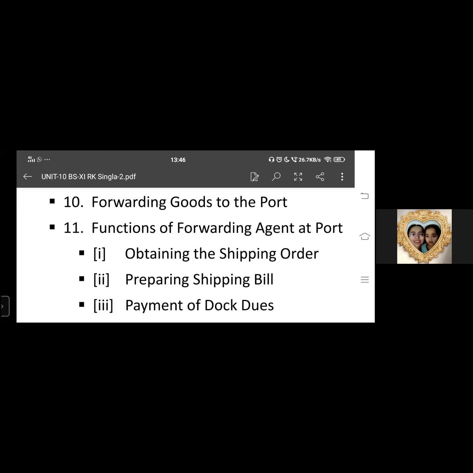After the payment of export duty, custom official keeps one copy of the shipping bill with himself and hands over the remaining two copies to the forwarding agent. Okay, two copies isme forwarding agent ko mili hai, right?